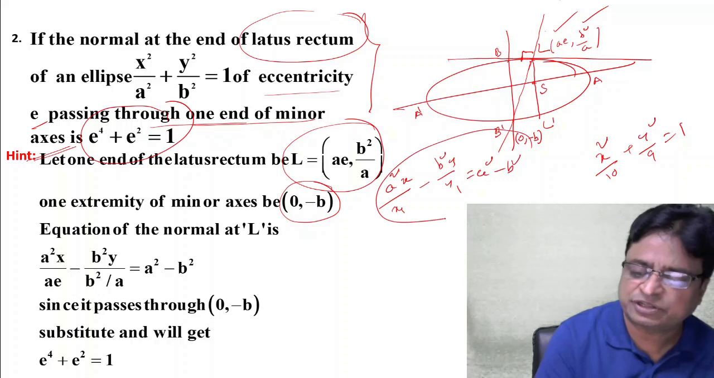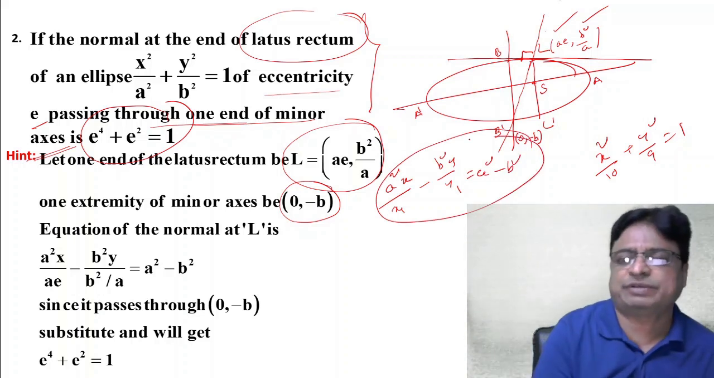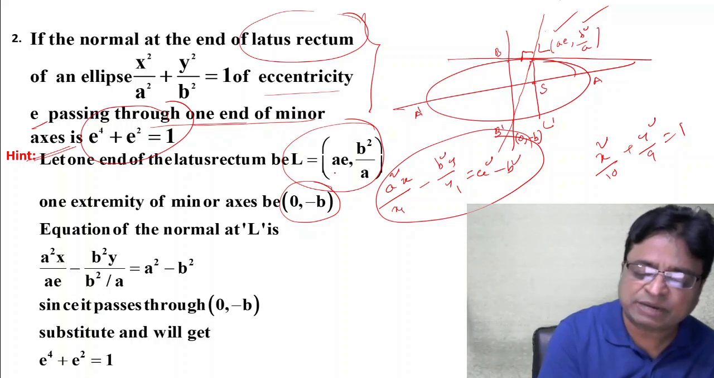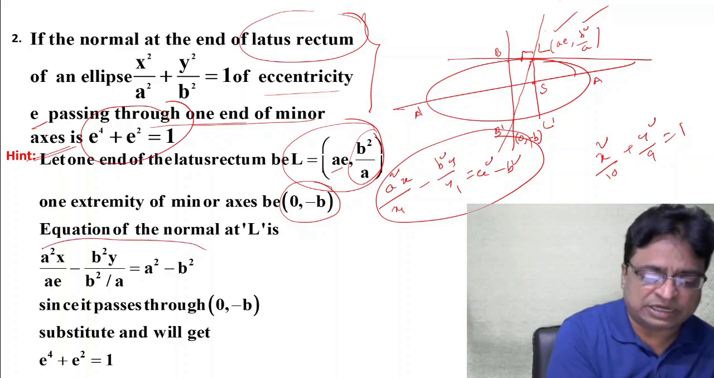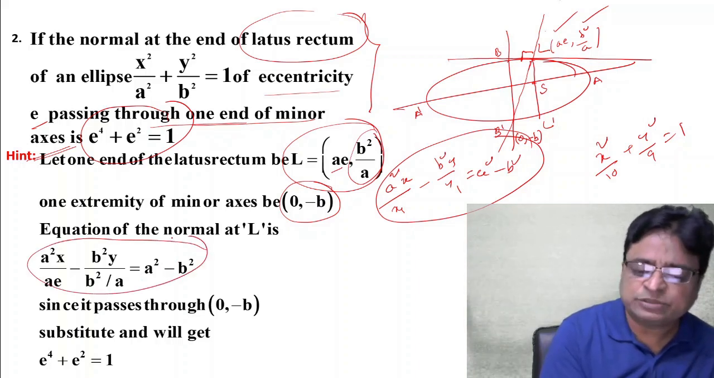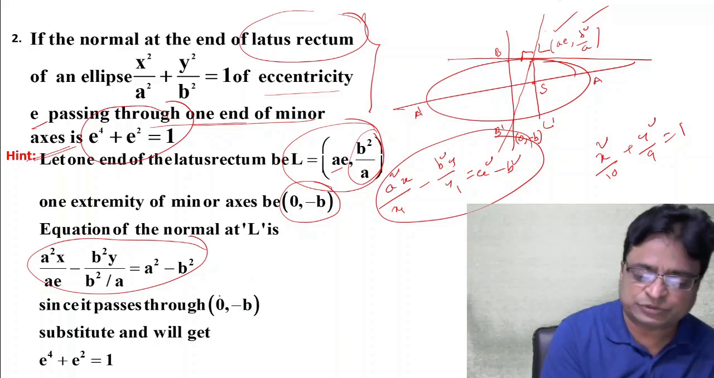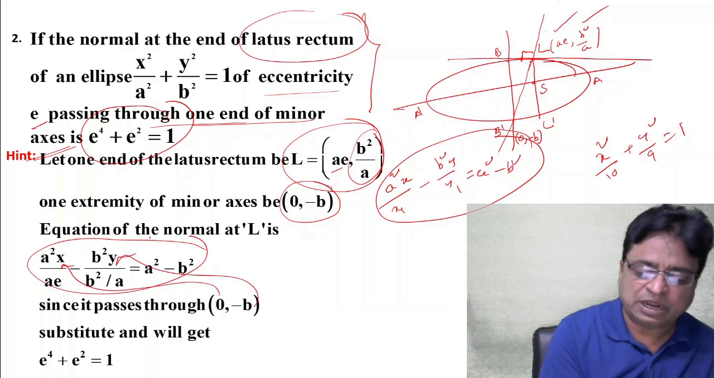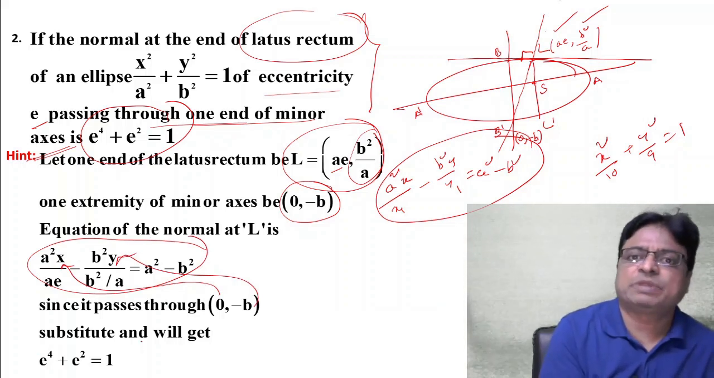This is the equation of the normal to the ellipse drawn at (x1, y1). In the place of x1 y1, I substitute ae and b square by a. That I have done like this. And it passes through where? It passes through (0, minus b). So in the place of x you substitute 0, and in the place of y you substitute minus b, and after simplification you will get e power 4 plus e square equal to 1.